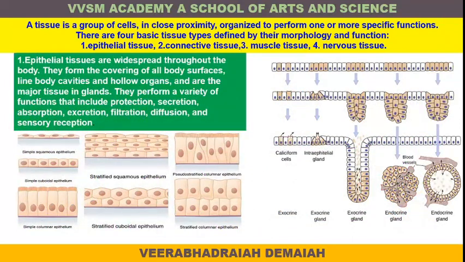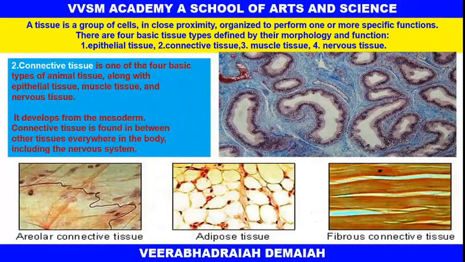Epithelial tissues are widespread throughout the body. They form the covering of all body surfaces, line body cavities and hollow organs, and are the major tissue in glands. They perform a variety of functions that include production, secretion, absorption, excretion, filtration, diffusion, and sensory reception. Connective tissue is one of the four basic types of animal tissue, along with epithelial tissue, muscle tissue, and nervous tissue. It develops from the mesoderm. Connective tissue is found in between other tissues everywhere in the body, including the nervous system.